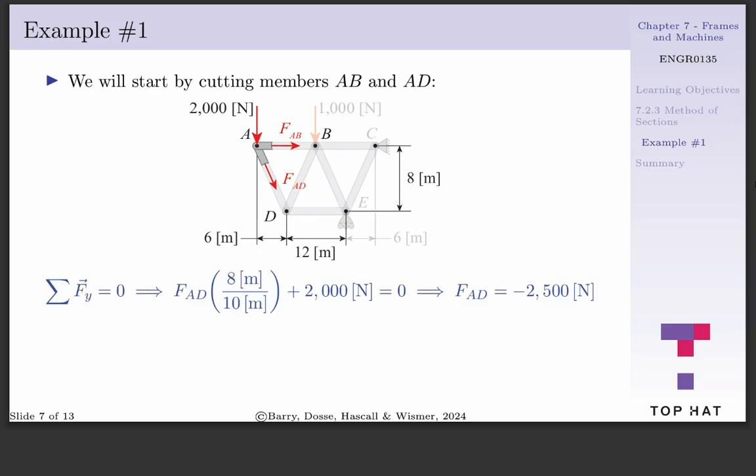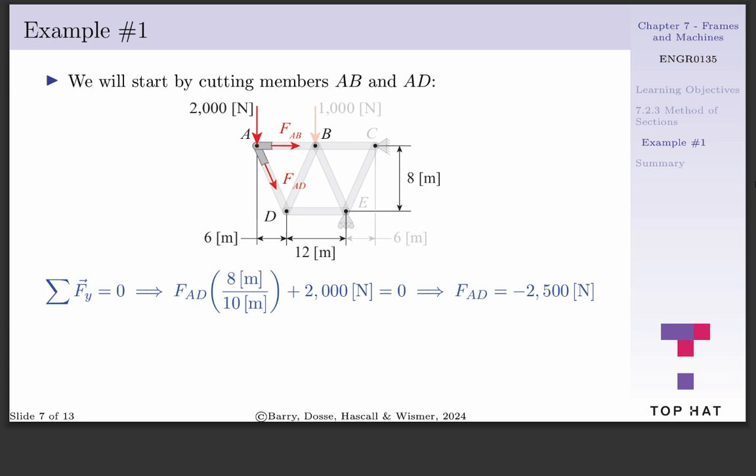Now we'll cut members AB and AD and draw the forces FAB and FAD acting away from the cut plane. First, we'll take the summation of forces in the y direction. We'd have FAD times the sine of the angle between members AB and AD, which we found to be 8 meters per 10 meters, since the hypotenuse of a 6-8 right triangle is 10, or 0.8, plus the applied load of 2,000 newtons. We find FAD to be equal to negative 2,500 newtons. A negative sign here indicates that the member is under compression.